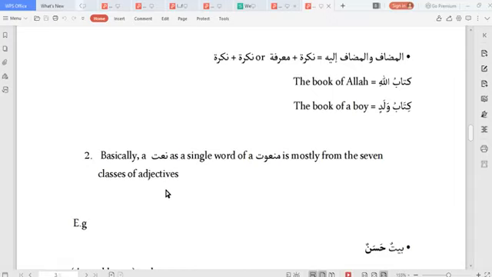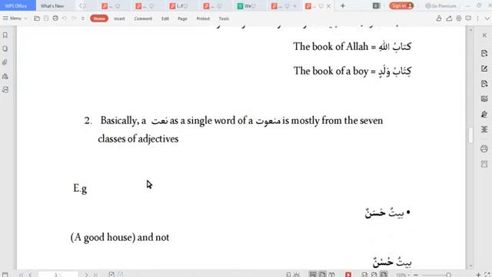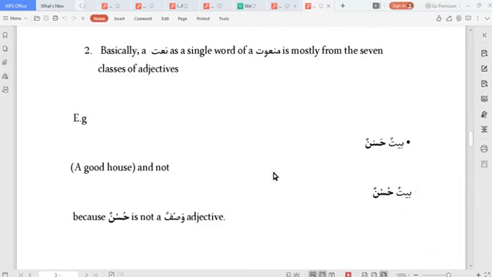Now another difference which we want to mention is basically that a Nat as a single word of a Monot is mostly from the 7 classes of adjectives. What we are saying is that what is mostly used for our Nat are the Awsafu Sabun when they are moved from. The example is Baitun Hasanun, a good house, and not Baitun Husnun. You know why we say this? Because when you check your dictionary, you can see a word. So you look for the one that has ADJ.